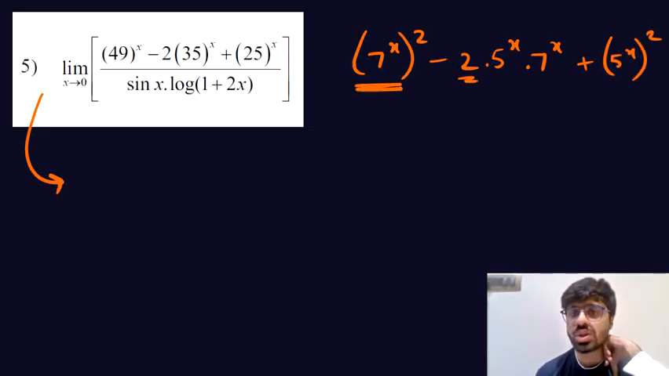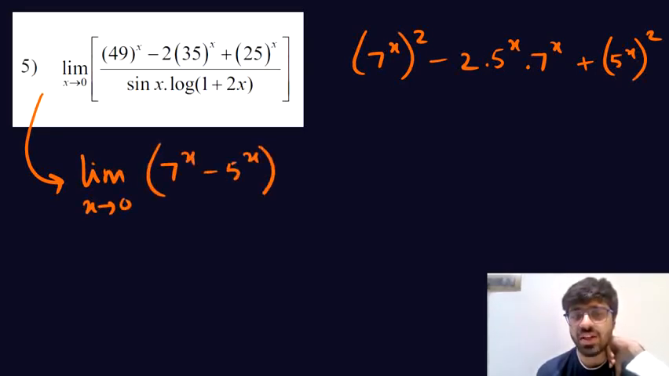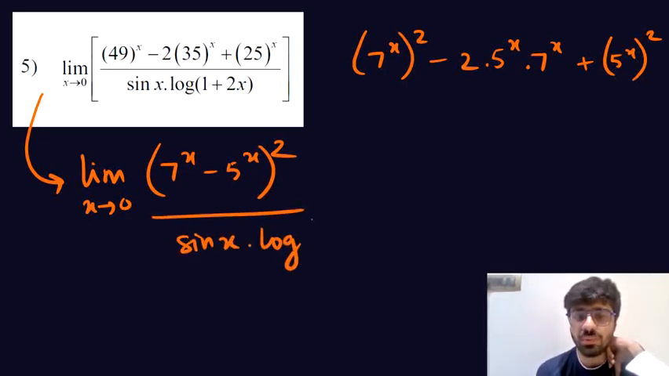a square minus 2ab plus b square is the expansion of a minus b the whole square, and that is why in the numerator we can say we have 7 power x minus 5 power x the whole square. In the denominator we have sin x into log of 1 plus 2x.